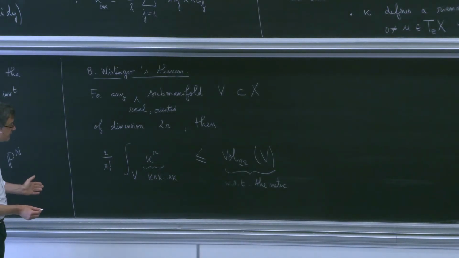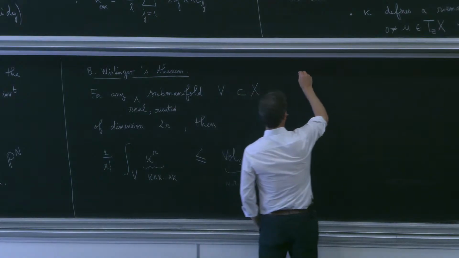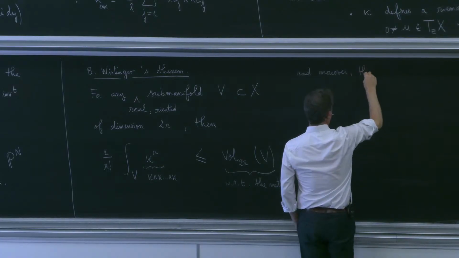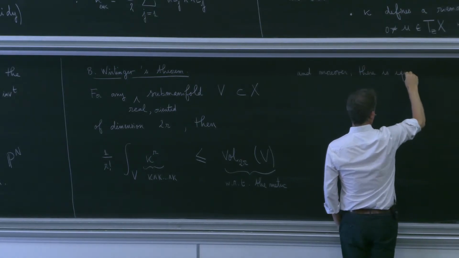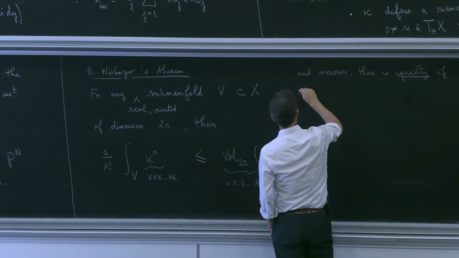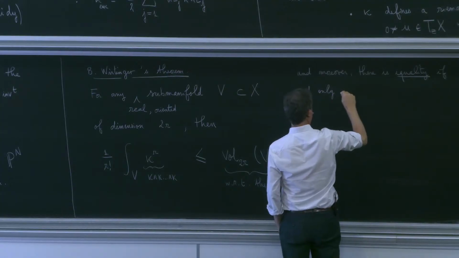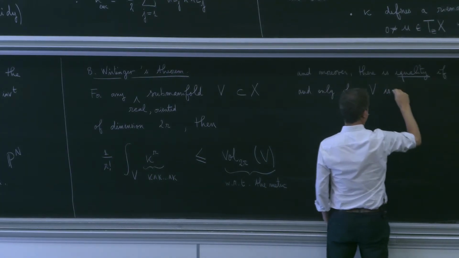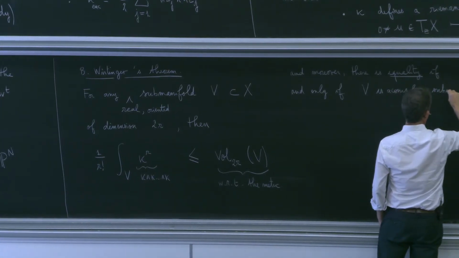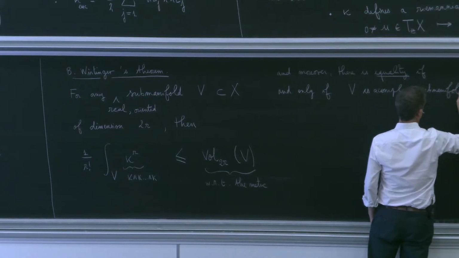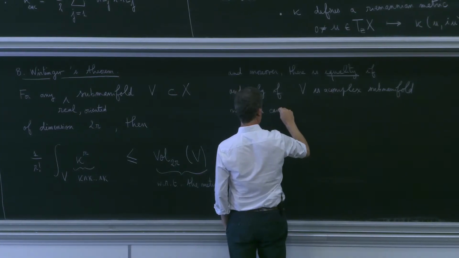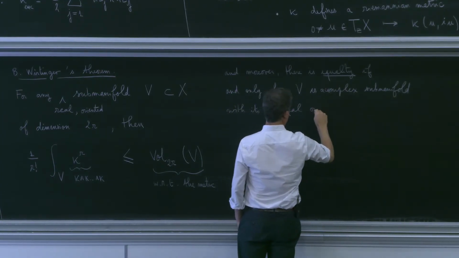So that's the inequality. And moreover, there is equality if and only if V is a complex submanifold with its canonical orientation.